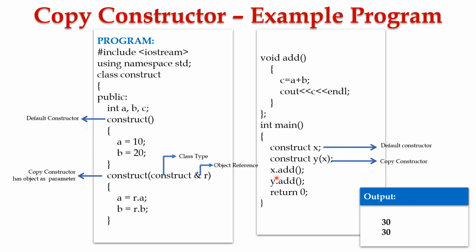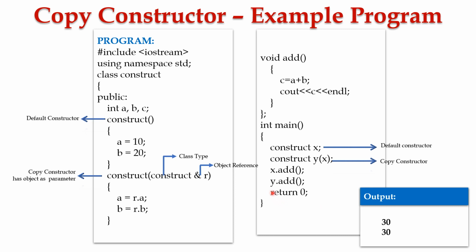The next statement is X dot add. So now control moves to the class construct's add member function. It executes A plus B, that is 10 plus 20. 30 is stored in the variable C. Using cout statement, the value of the variable C, that is 30, is displayed to the user as shown in the output.